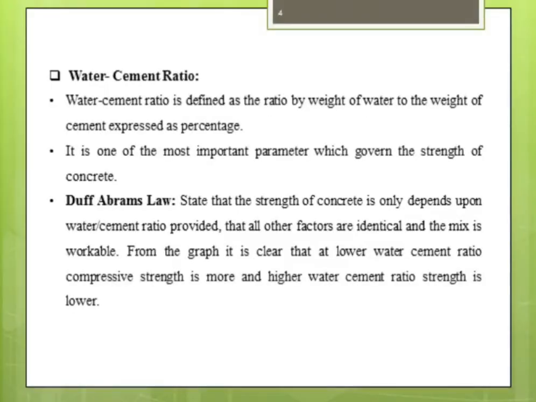Okay. Then the second most important parameter in concrete technology, that is water cement ratio. This is a very important parameter in concrete, because all concrete structures or all concrete activities are done only on the water cement ratio basis. So what is water cement ratio? Its name indicates that it is a ratio of water to cement.